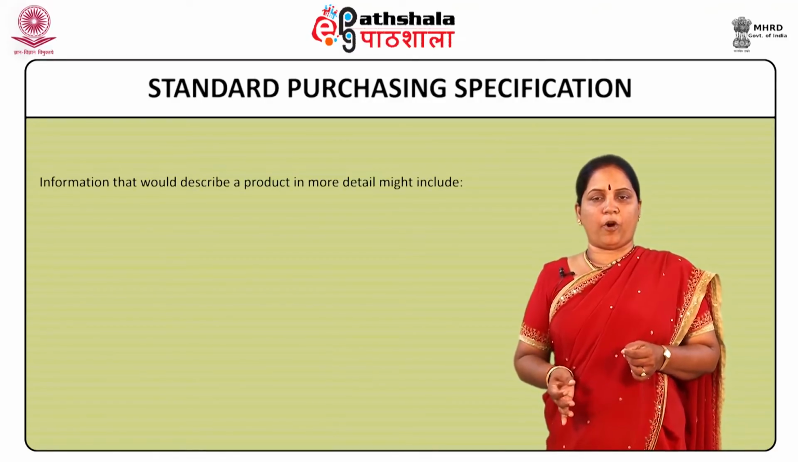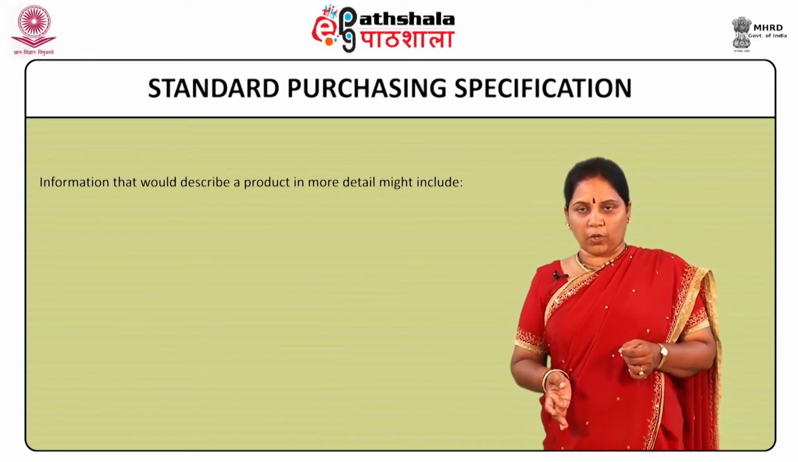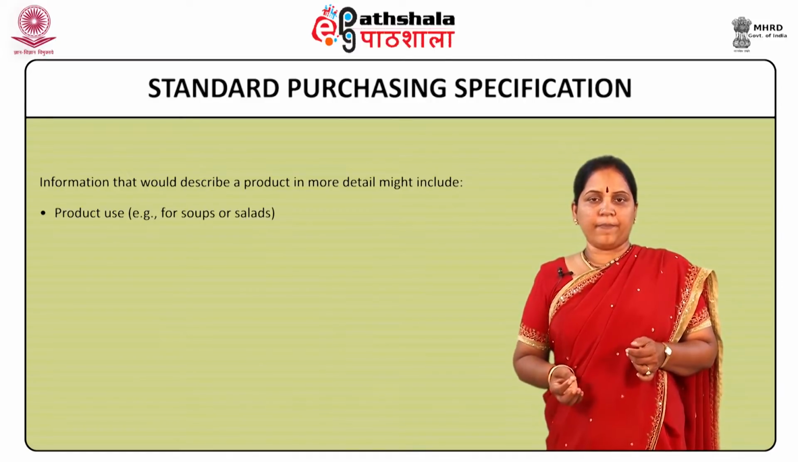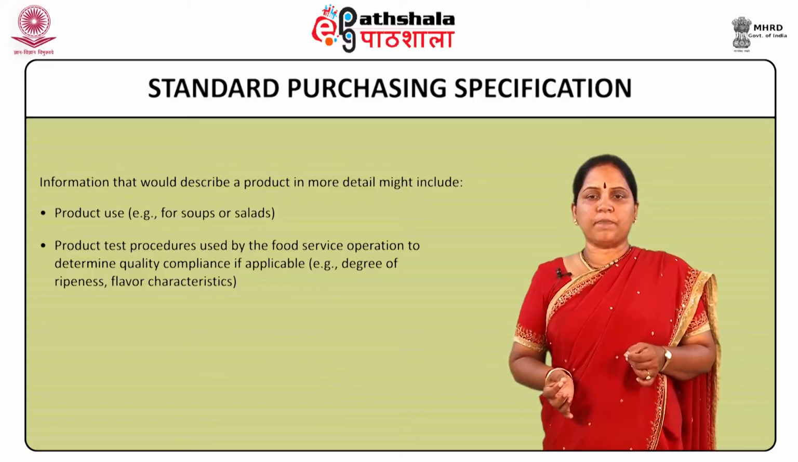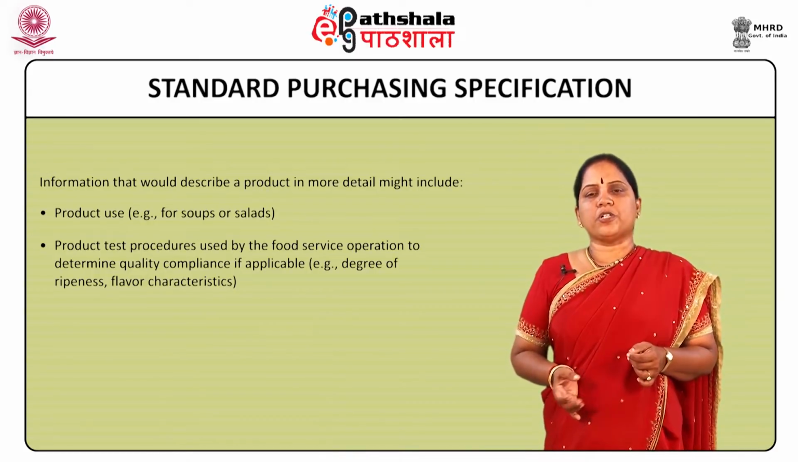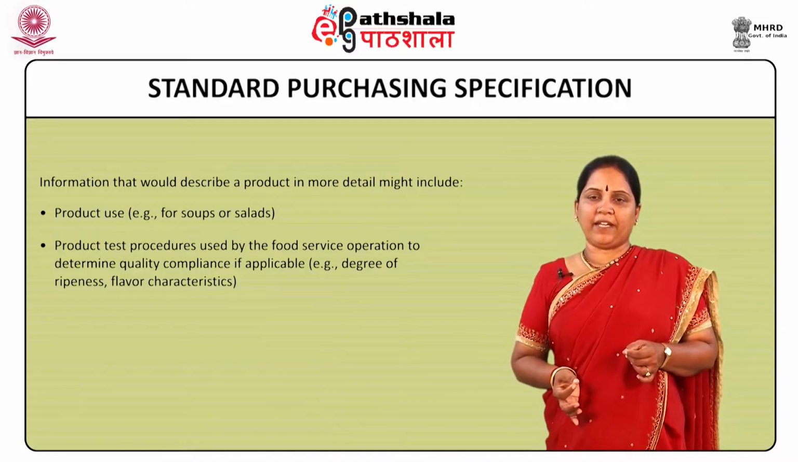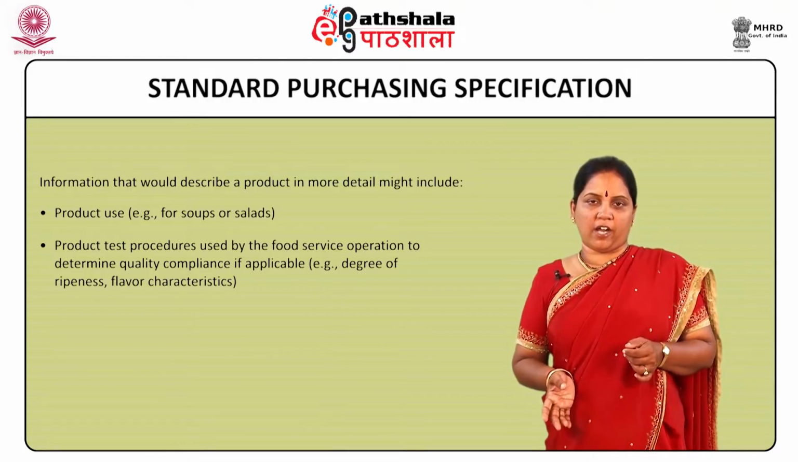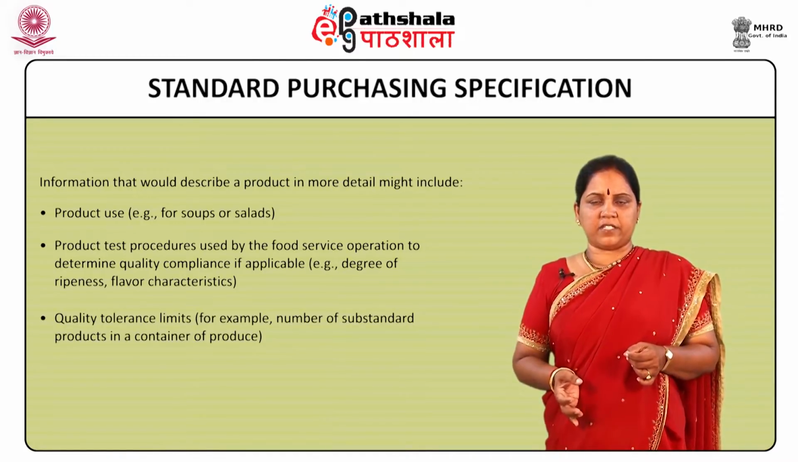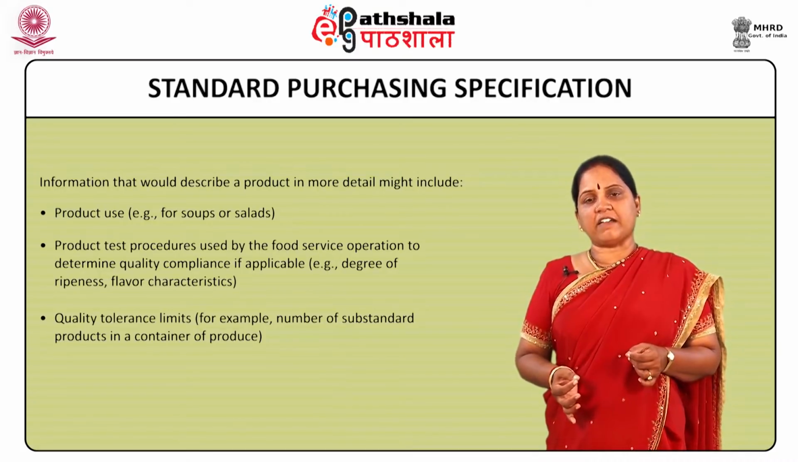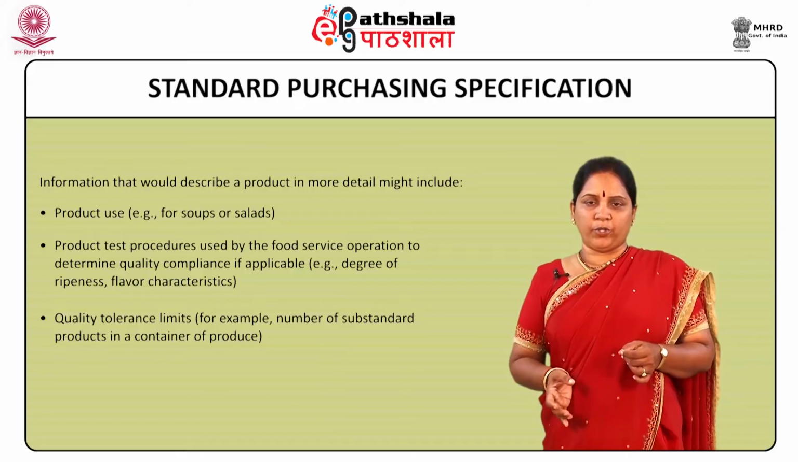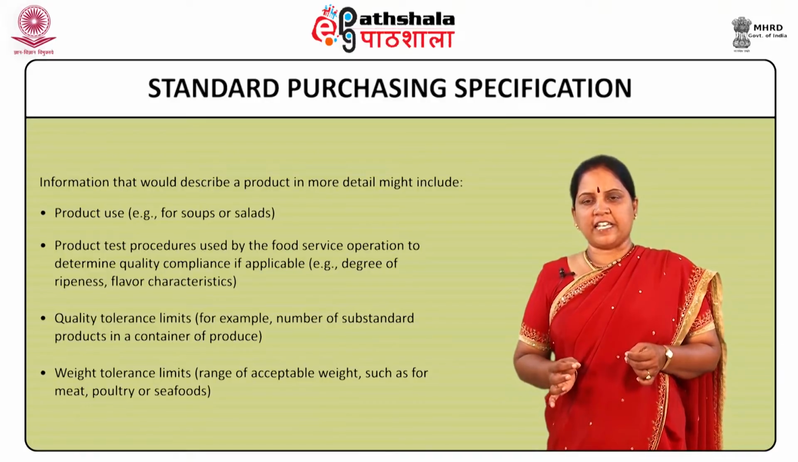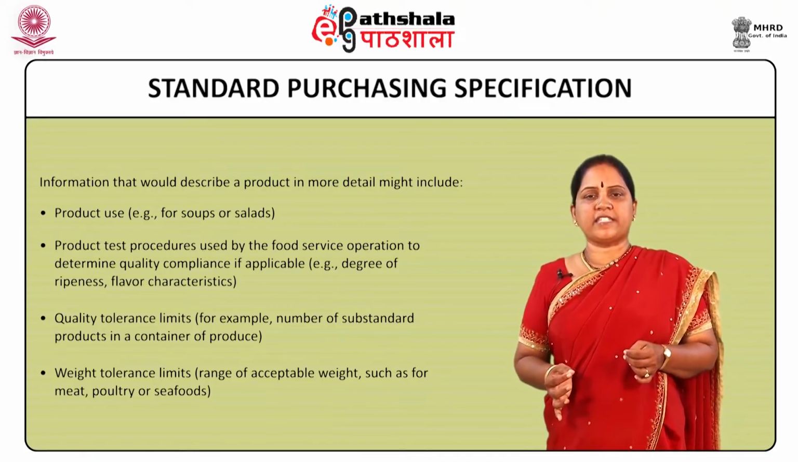Information that would describe a product in more detail might include product use, whether it is going to be used for soups or salads, product test procedures used by the food service operators to determine quality compliance if applicable, for example degree of ripeness, flavor characteristics, etc. Quality tolerance limits, for example number of substandard products in a container of produce, weight tolerance limit, that is range of acceptable weight such as for meat, poultry or seafoods.